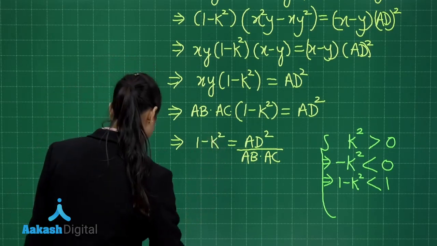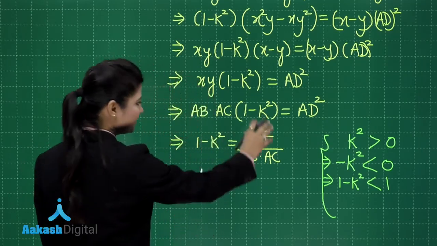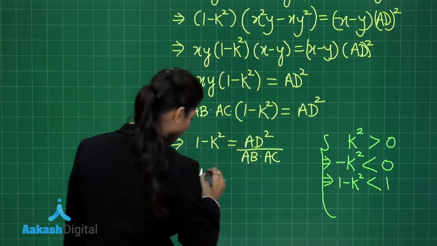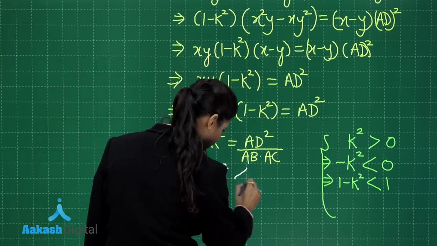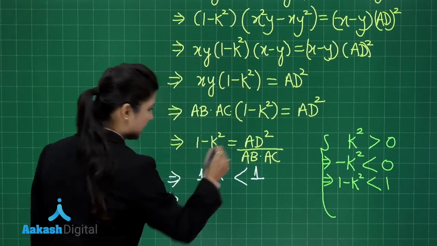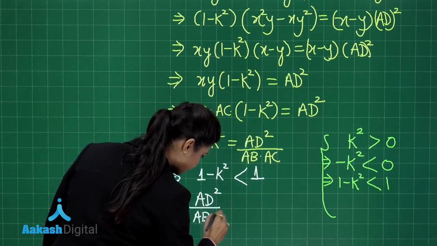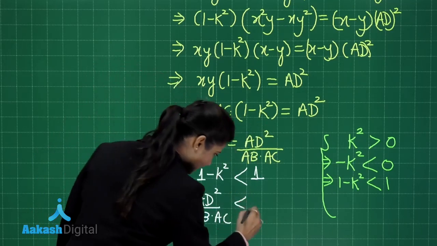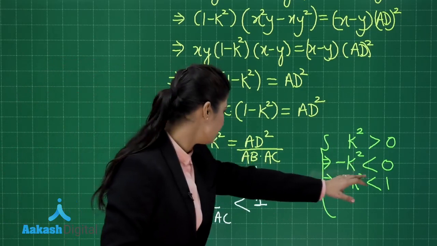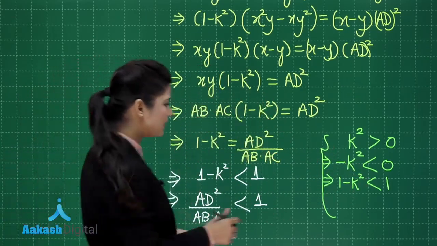That means I could very well conclude that this quantity is equal to 1 minus k square, right? As 1 minus k square is less than 1, this proves that AD square upon AB into AC, which is equal to 1 minus k square, is less than 1. I hope it is totally clear to you. So I have 1 minus k square less than 1 and 1 minus k square is equal to the right hand side. Substituting it here, we are getting this step.